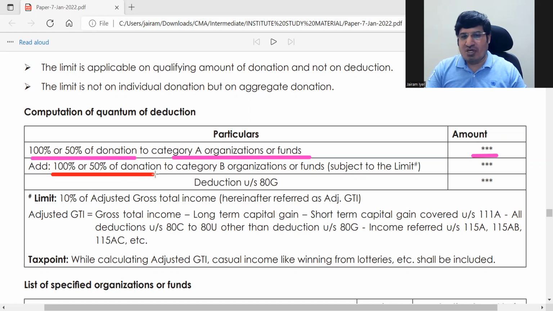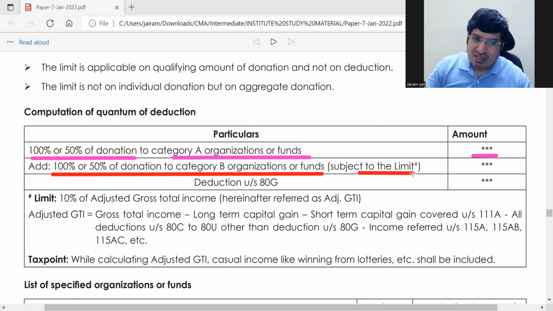100% or 50% of donation here also you will get. Okay, but this will be subject to a limit, which you cannot cross. Okay, so the total of these two will give you the total deduction under 80G. Okay, ये हो गया आपका total deduction.